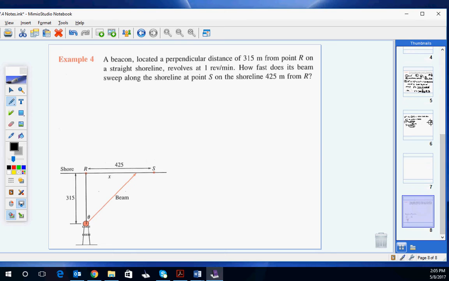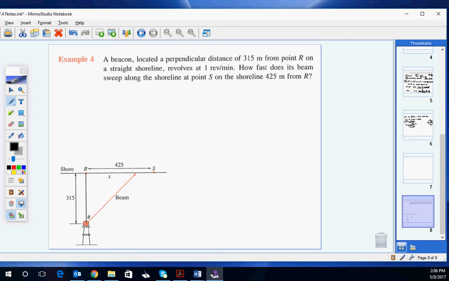Okay, so here's example 4. More applied, more of a picture. Okay, a little bit different. So you have a beacon located a perpendicular distance of 315 from point R. So you have a beacon like a lighthouse or some sort, and there's a shore point R on a straight shoreline.